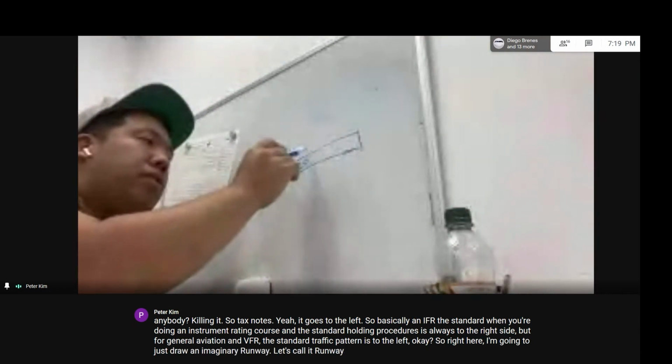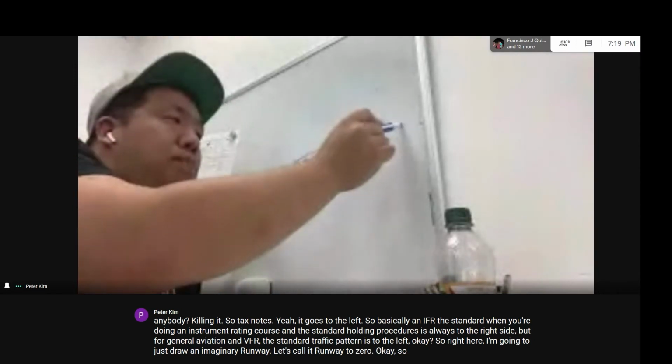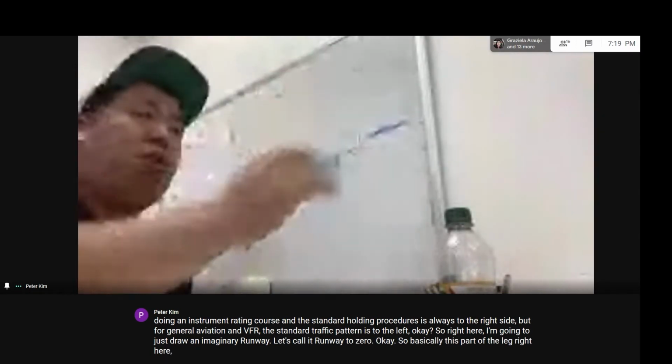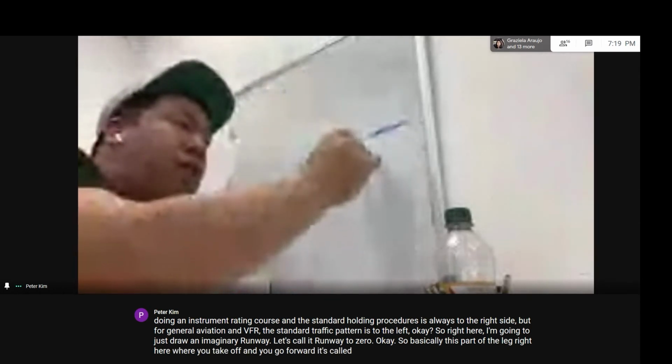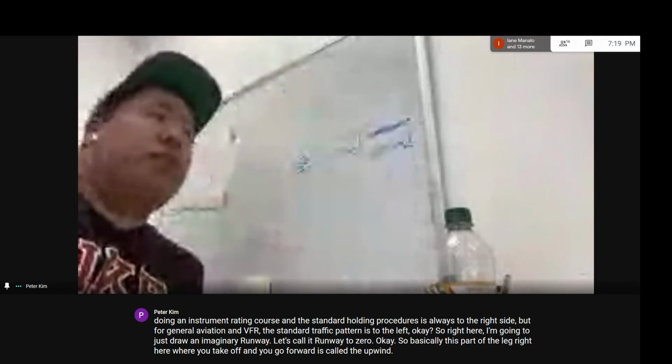Let's call it the runway. So this part of the leg right here, where you take off and go forward, is called the upwind. All right?